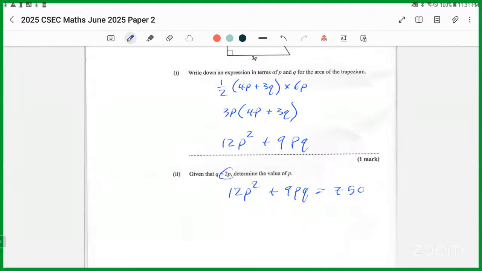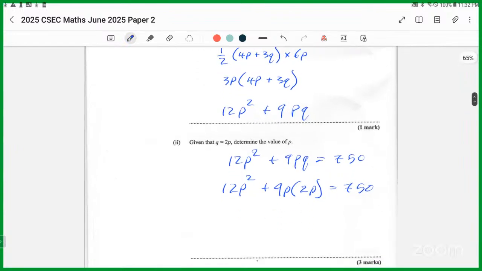But then the other one says that q is 2p, so we can take this 2p and substitute for the q right here. So then it will become 12p squared plus 9p times 2p, or substitute 2p for this q. That is equal to 750. So this is actually 18, 9 times 2 is 18, so that's 18p squared, and that's 12p squared. 18 and 12 is 30. So that is 30p squared. 30p squared equals 750. So I have to divide this out.